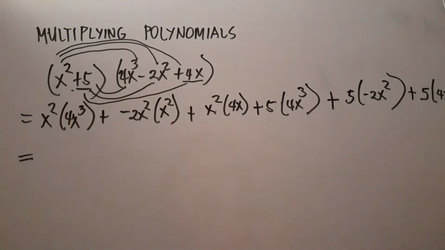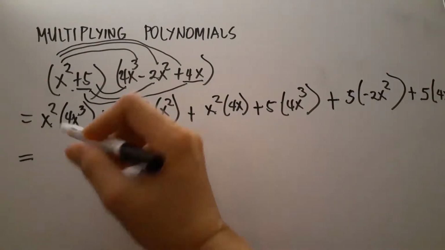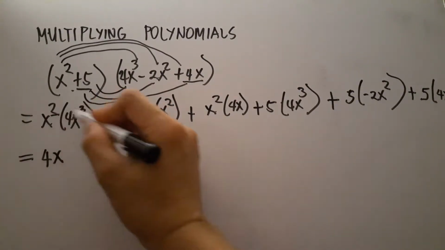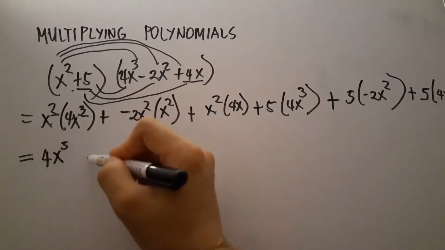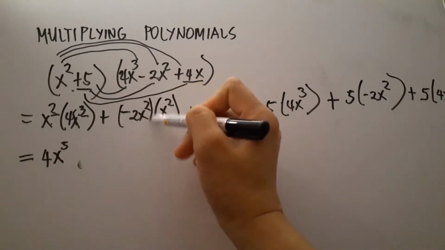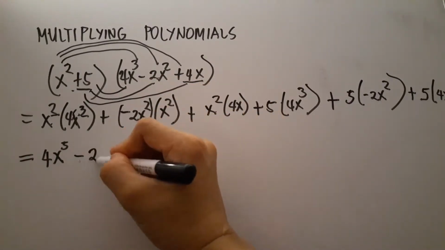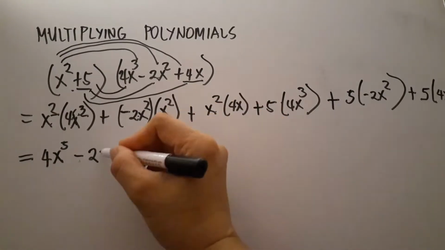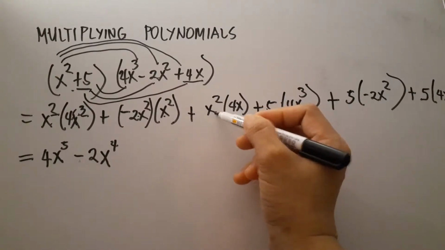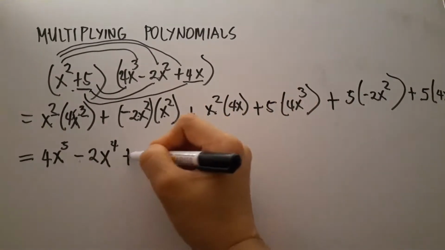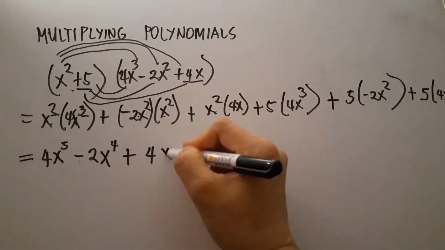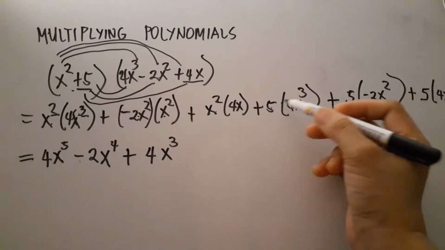And then multiply each term, which is x squared times 4x cubed. Remember the laws of exponents, we add the exponents, 2 plus 3, so it becomes 4x to the 5th. Then negative times positive becomes negative, so negative 2x squared times x squared becomes negative 2x to the 4th. Then positive x squared times 4x becomes 4x cubed. We add the exponents, 2 plus 1, becomes x cubed.